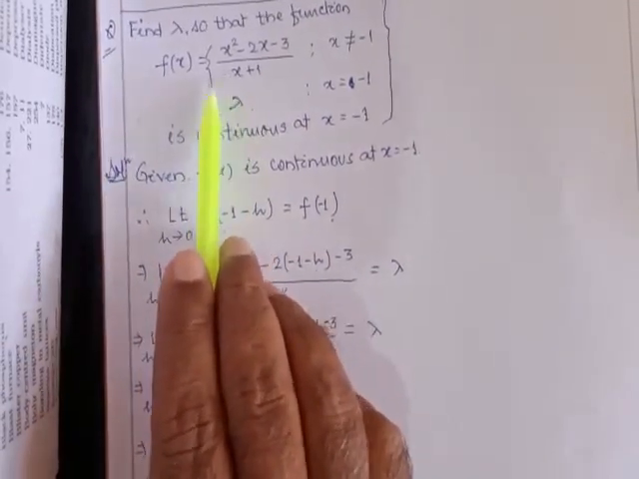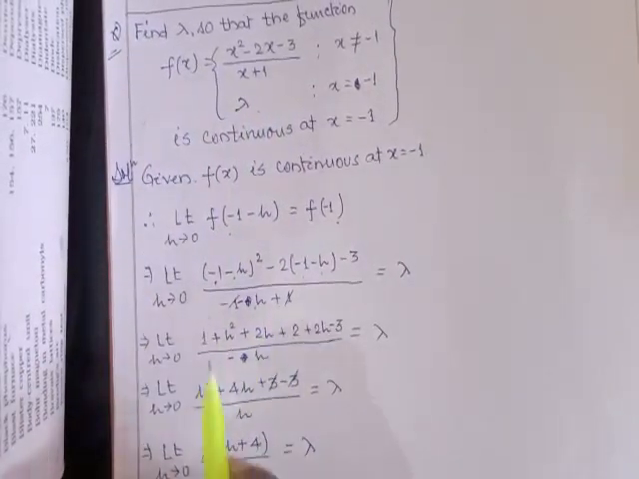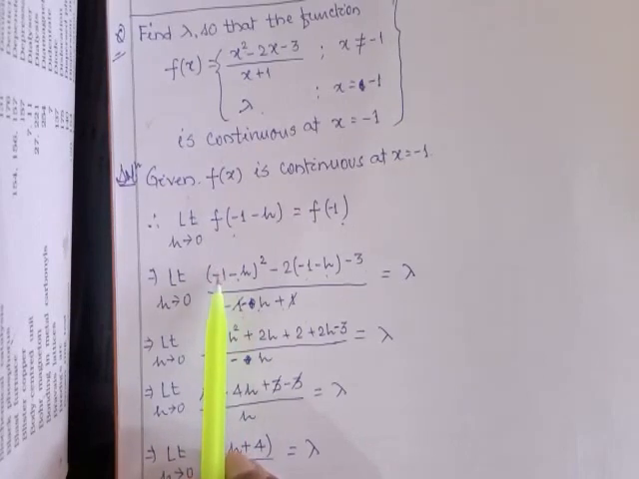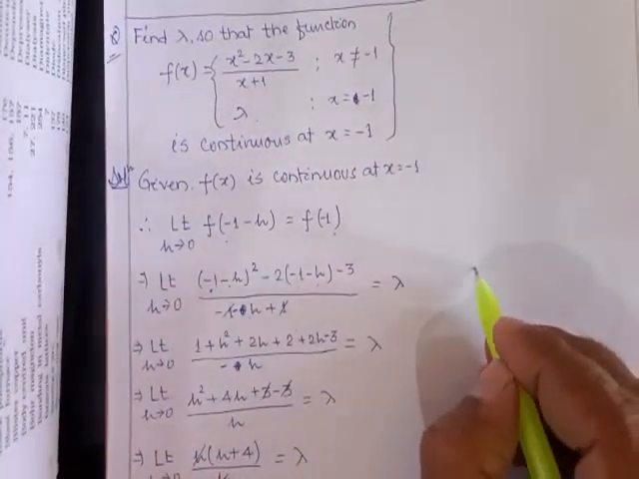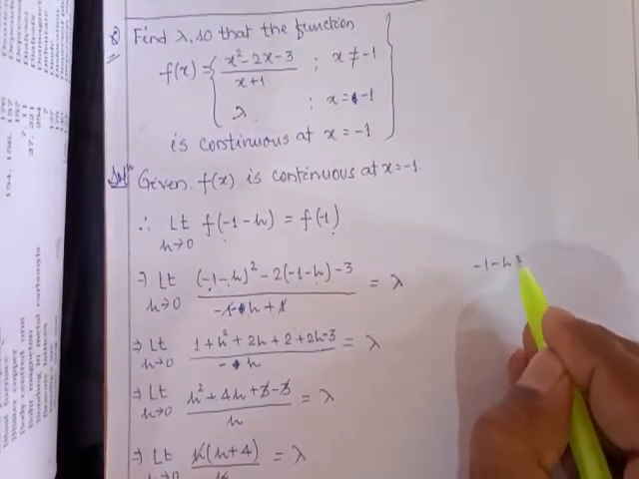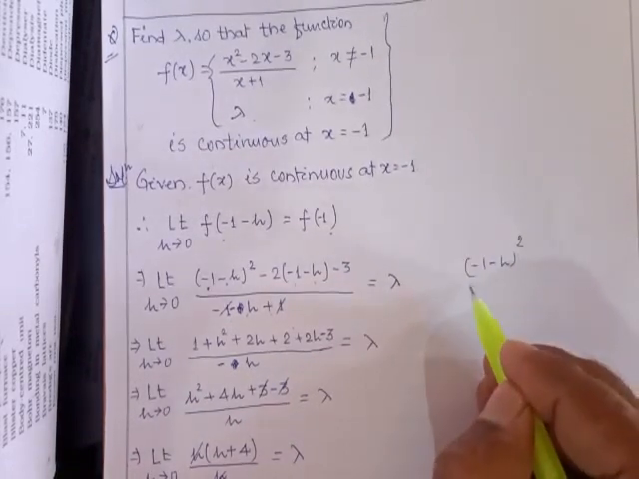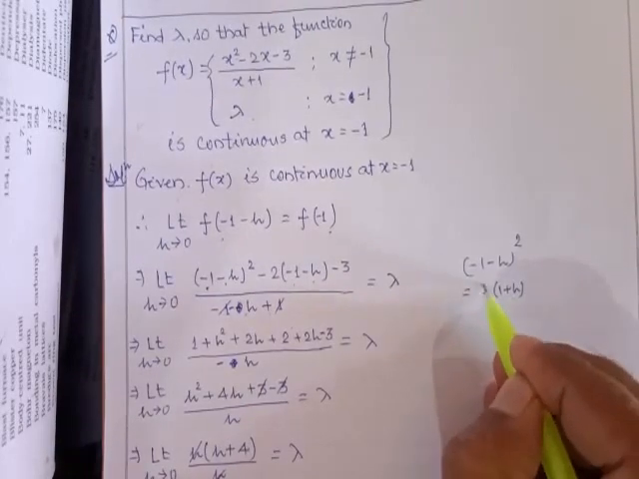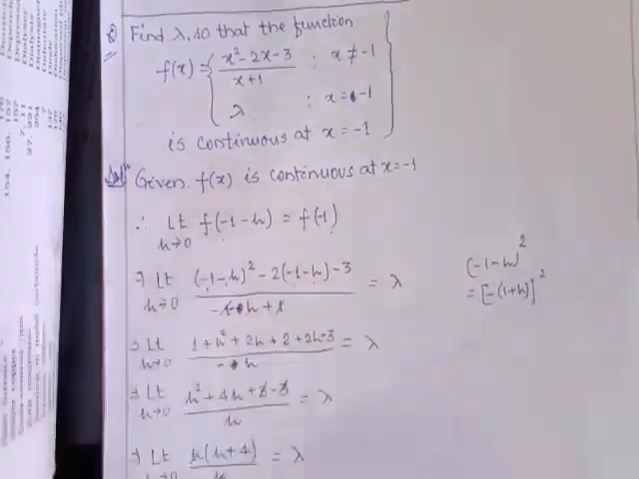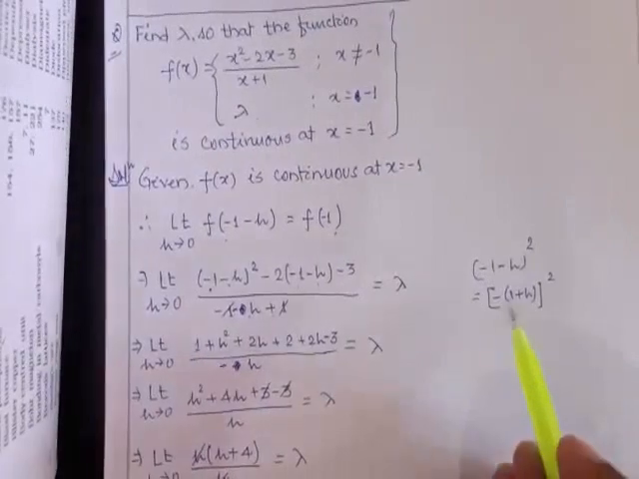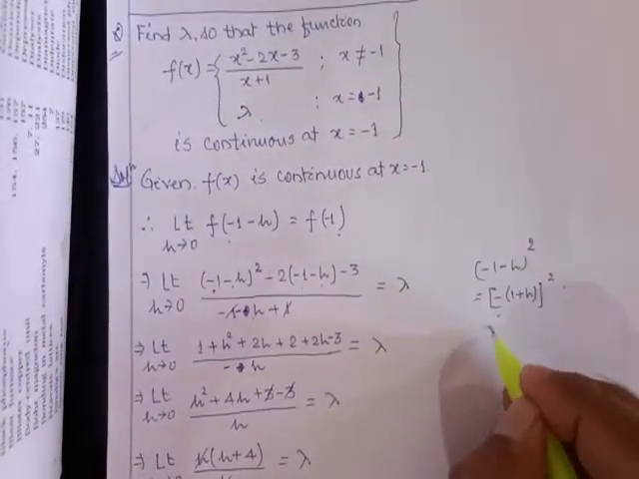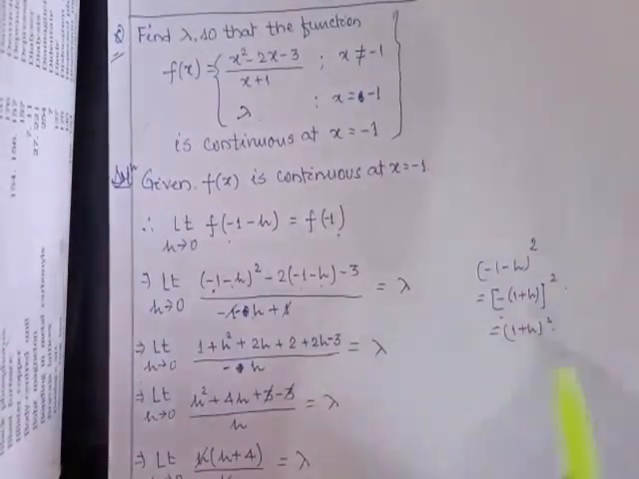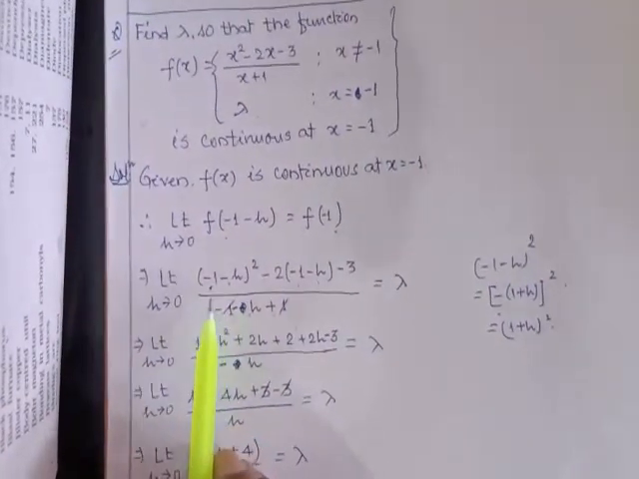Replace x by minus 1 minus h. So here take minus h common. See, minus 1 minus h whole square, take out minus 1 common, so it should be written like this. Minus square becomes plus, so it is simply 1 plus h whole square.